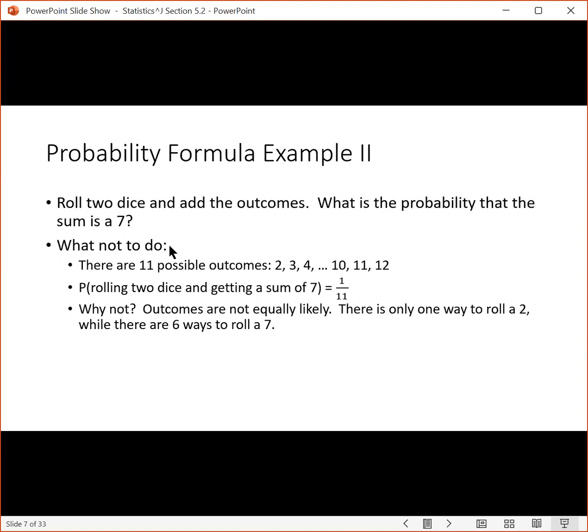So why is that what not to do? That's not correct. Well, the reason is that the outcomes are not equally likely. There's only one way to roll a 2, while there are 6 ways to roll a 7. So those 6 ways would be you have 1 pip on one die and you have 6 on the other, 2 and 5, 3 and 4, okay, and then so on. Since you're rolling 2 dice, you could reverse those as well. So the first die gets a 1 and the second die gets a 6 versus the first die gets a 6 and the second die gets a 1. Those are counted as 2 separate events.